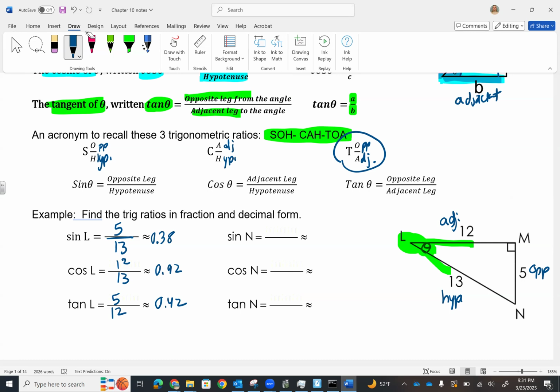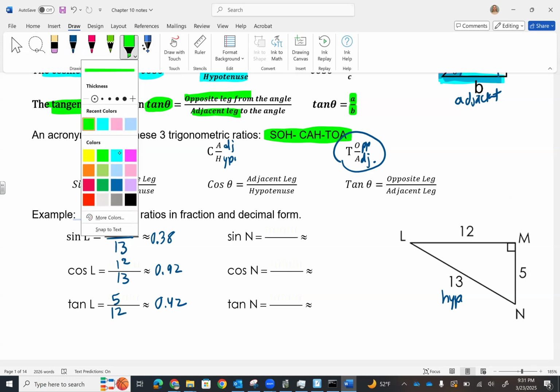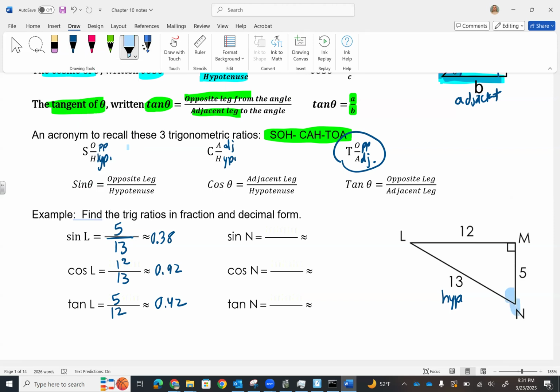Now what they're going to say is stand at the other angle. We don't always do that, but sometimes we do. So what if you stand not at angle L, but stand at N, right here? Well, the hypotenuse stays the same. However, and I can put this theta here just because it's cute, the adjacent leg is going to have a length of 5, because remember, the leg that's closest to the angle, it makes that angle, is going to be the adjacent leg.